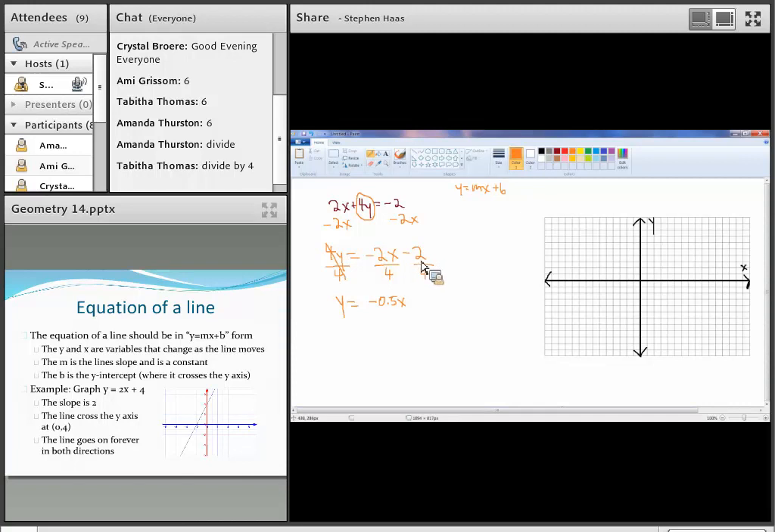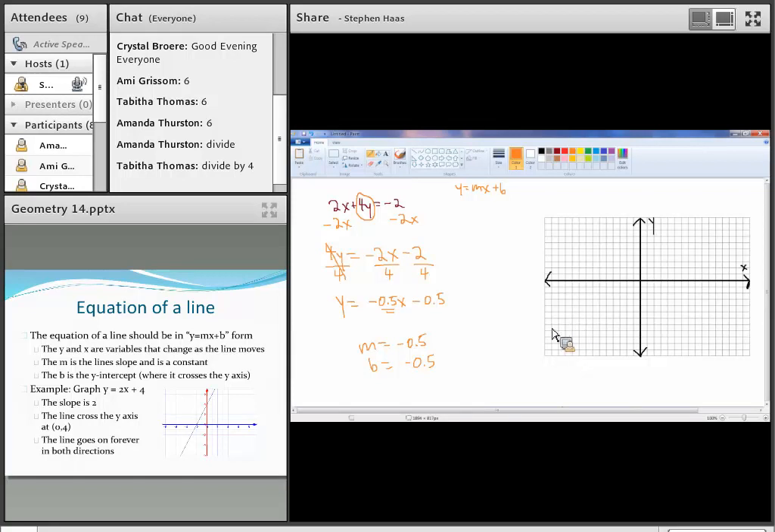But you can use fractions also if you like. Minus 2 divided by 4 is also 0.5. So as it just so happens, this is 0.5x and negative 0.5. So our slope is whatever's next to the x, which is negative 0.5. And our y-intercept also happens to be negative 0.5. Again, they happen to be the same, although that is a coincidence.